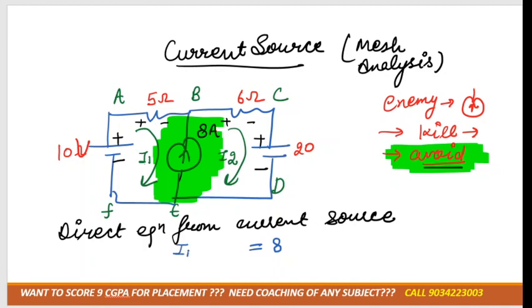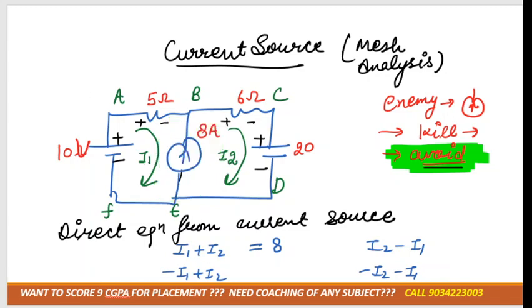So it can be I1 plus I2, or minus I1 plus I2, or I2 minus I1, or minus I2 minus I1. We have to see which one is correct, according to the direction of current. I1 is moving up to down, but the 8 ampere is moving down to up. If I1 is moving in the opposite direction of the 8 ampere, then the sign would be negative, otherwise positive. I1 is moving in the opposite direction, so I1 would be negative.